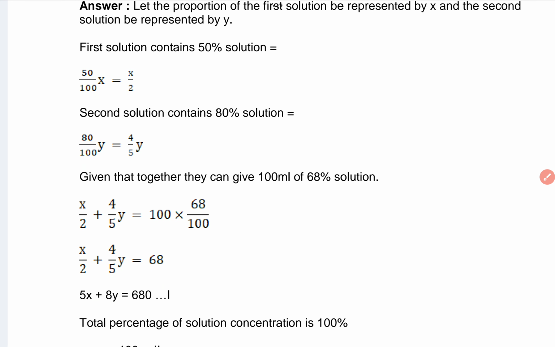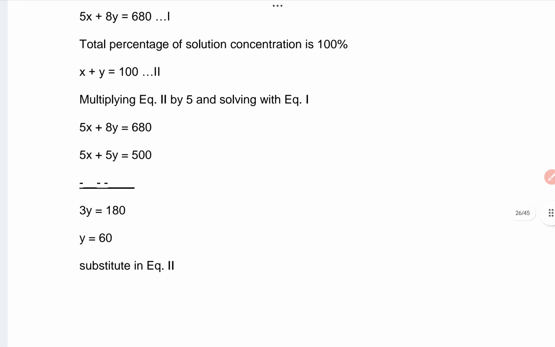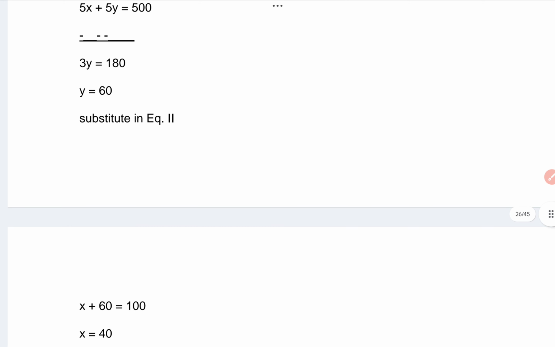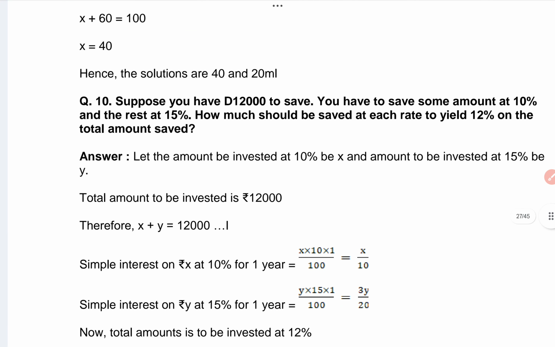Okay, now right here you can see. I hope it is clear for you. Well, so next we can go here.